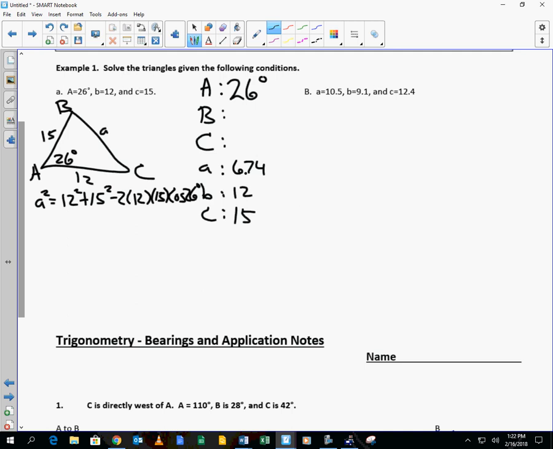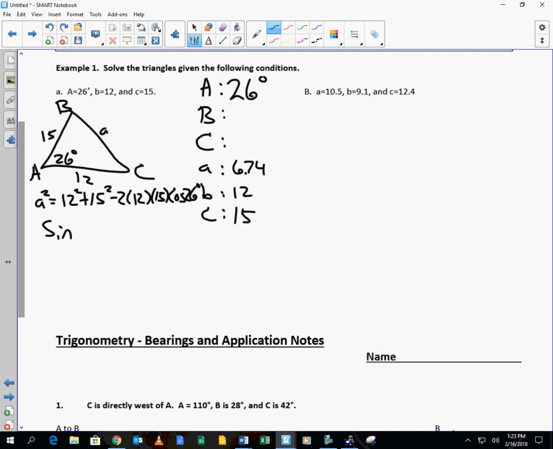How many obtuse angles can a triangle have? One. Is everybody okay with that? So if this triangle does have an obtuse angle, which one would it be? It would have to be C. So let's avoid the obtuse angle option and just solve for B. Does everybody agree that B has to be acute? Okay, so let's just solve for B.